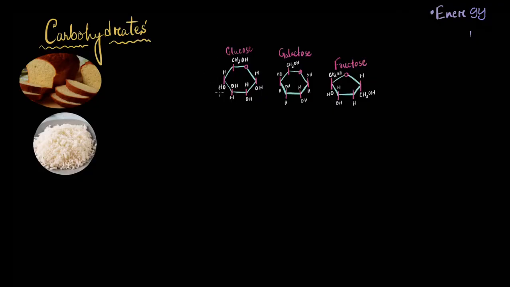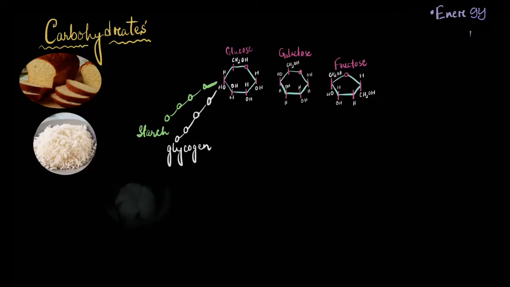And how will it store? It will join a lot of glucose units together, hundreds of them together, and will store them in the liver cells. And this stored form of carbohydrate is called glycogen. Now plants do the same. And the stored form of carbohydrate in plants is called starch. Now, whenever an organism is scarce of carbohydrate, it can utilize these stored carbohydrates and derive energy from it. Now, in plants, apart from starch, we also see another kind of complex carbohydrate which is called cellulose.